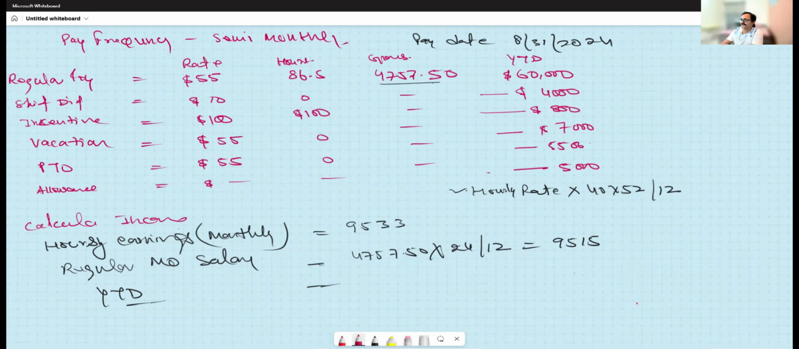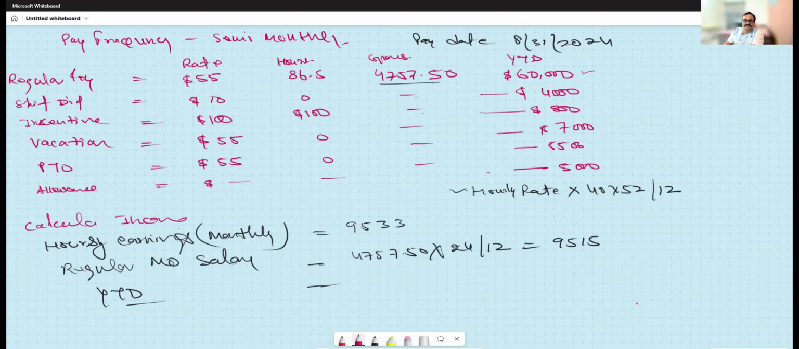For YTD, first what do we need to do? Do we need to do something with the pay date 31? Nothing, all 8 months. What is the total income? 60,000 is the regular pay. Plus shift, because here there is no component, so we are good.